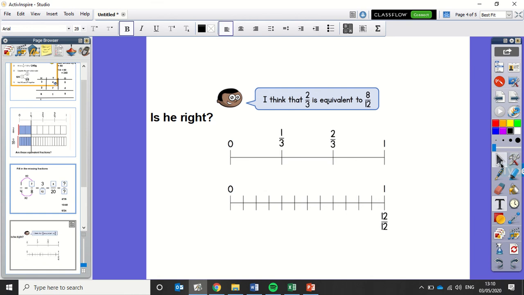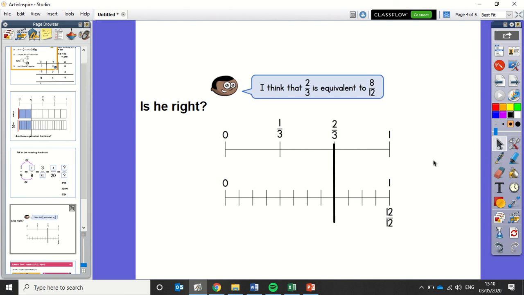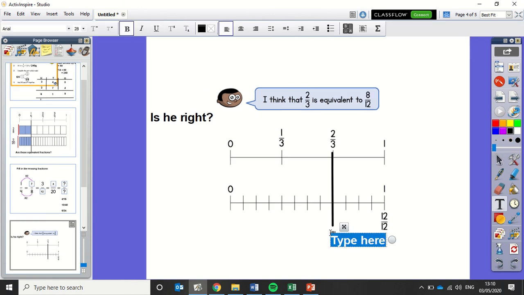Get my line ready to draw. So we've got 1/12, 2/12, 3/12, 4/12, 5/12, 6/12, 7/12, 8/12. So 8/12 is in line with 2/3, which means it is an equivalent fraction. If I was saying eighths before, I do apologise. I've got eighths on the brain for some reason. We were looking for 8/12, which is indeed here. So 8/12. So 2/3 is equivalent to 8/12.